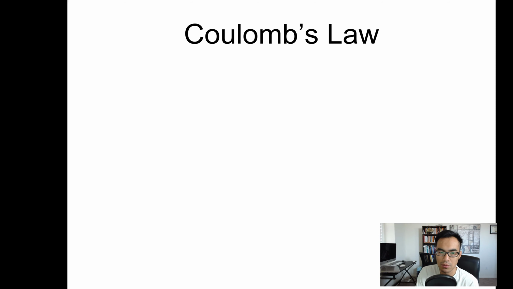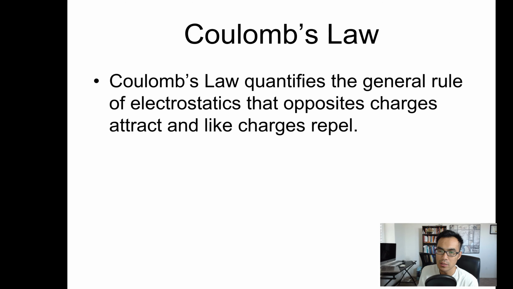So let's talk about Coulomb's law real quick. Coulomb's law is quantified as a general rule of electrostatics. Electrostatics is a branch of science that deals with electron attraction and repulsion, and the idea that opposite charges attract and like charges repel. Think of a magnet as an example. If you take the same ends of two magnets and try to put them together, they repel, but if they're opposite ends, they end up attracting.